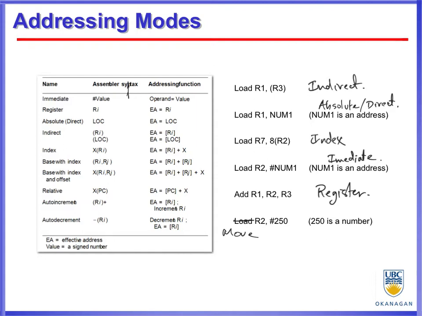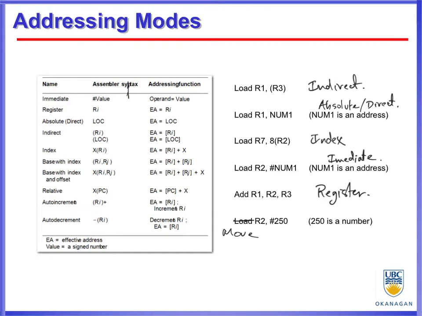So the question was, what if instead of this pound sign here, we take the pound sign away and put parentheses around it? That would then be the indirect mode, which means num1, which is a memory location, would be interpreted as holding an address. And then you go to that memory address, get the number that's there, and put it into R2. Yeah, I don't see why that would break any rules.